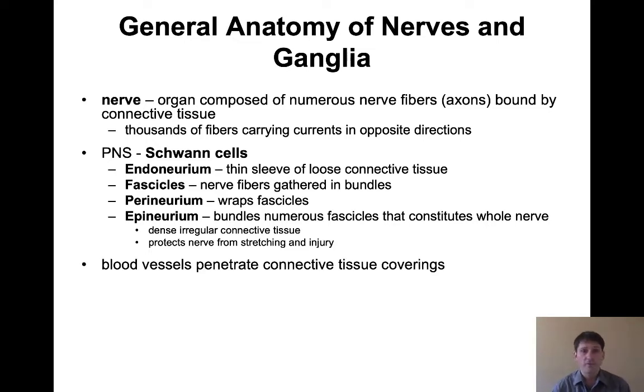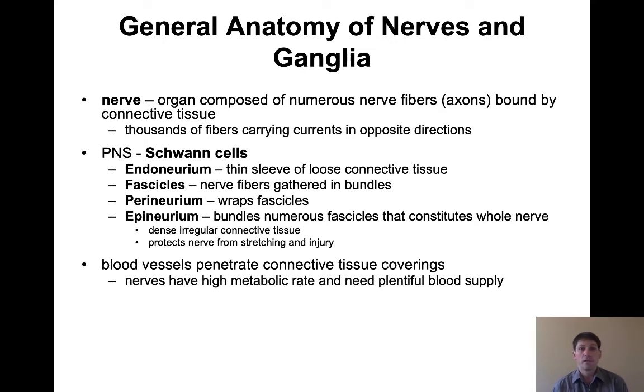We saw all the blood vessels there that are penetrating and bringing a really rich blood supply to all those neurons.